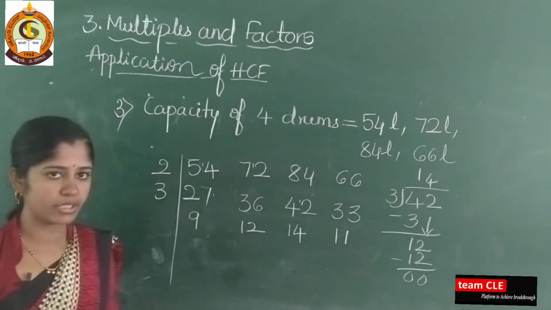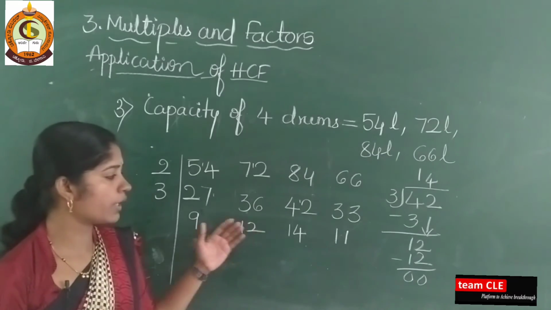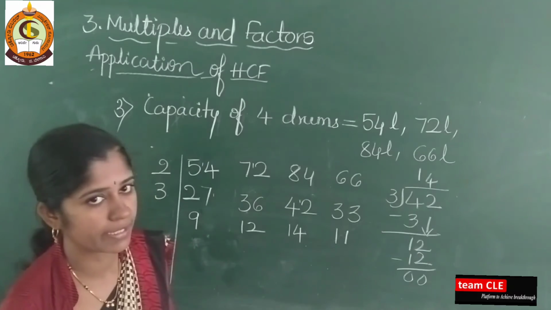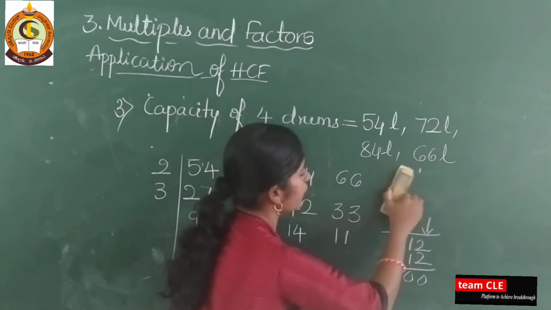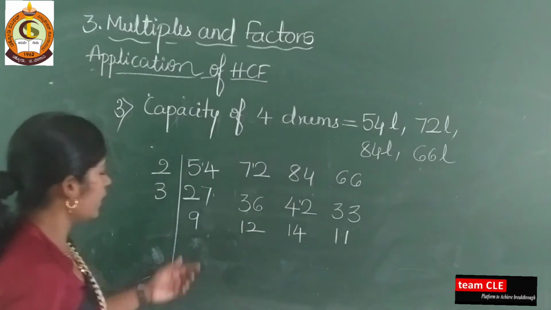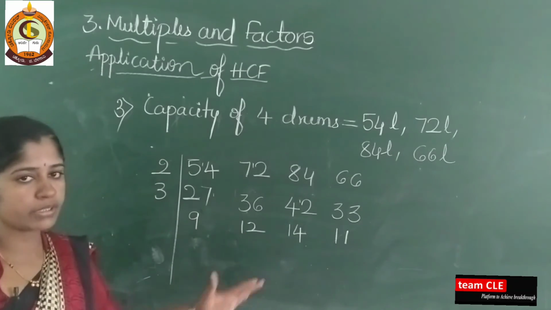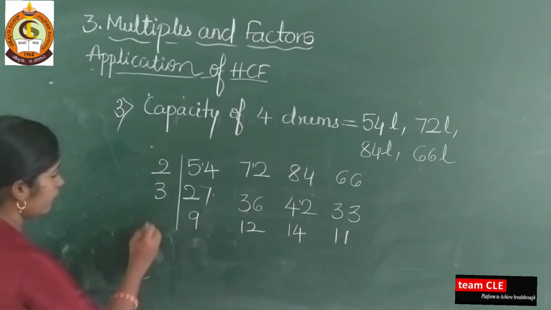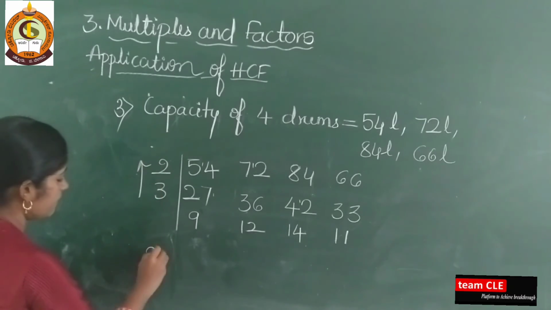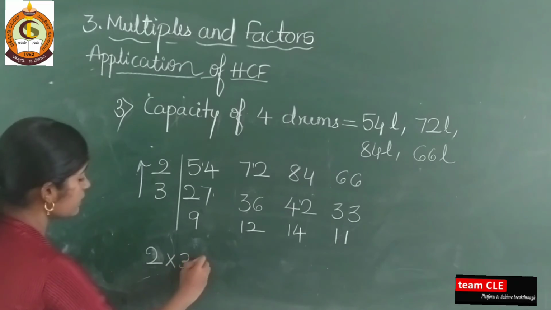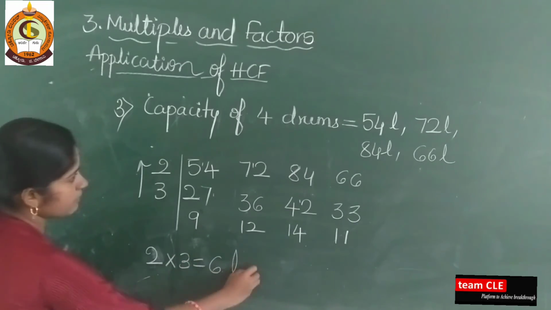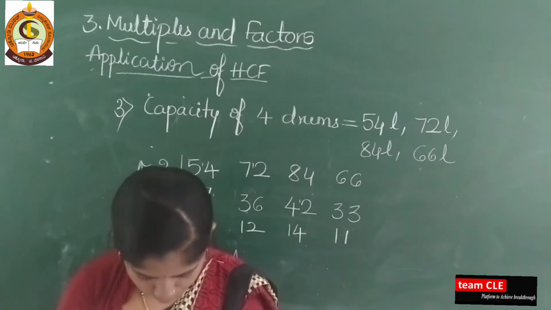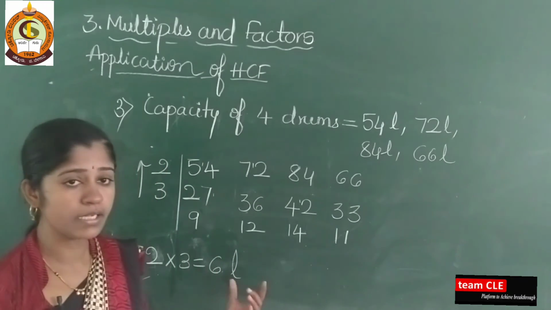So 14 I wrote here. You understood how I wrote it? If you are not getting how to divide directly, you do it separately and you can write the answer. So here 9, 12, 14, 11 are not in the same table, which means you have to stop here. So here you take only these numbers and multiply: 2 into 3 is 6. So the maximum capacity by which we can measure an exact number of times is 6 liters.